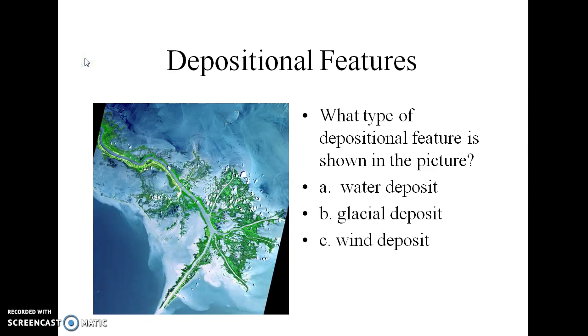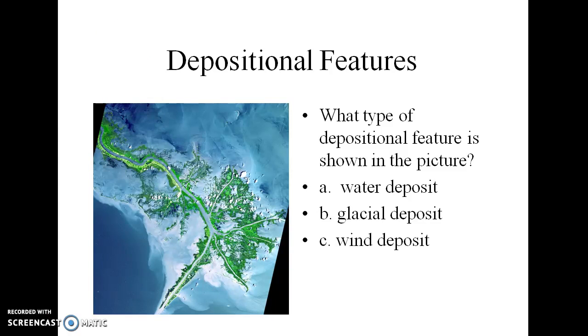And last but not least, this of course would be a delta. Okay, this is an aerial photo of the Mississippi Delta, and if it's the Mississippi Delta, this is a water deposit. And you need to make sure you know the difference between all of the features here that I've shown you. But this right here, if it looks like a turkey's foot, and you've got to think of how the SOL test will be.